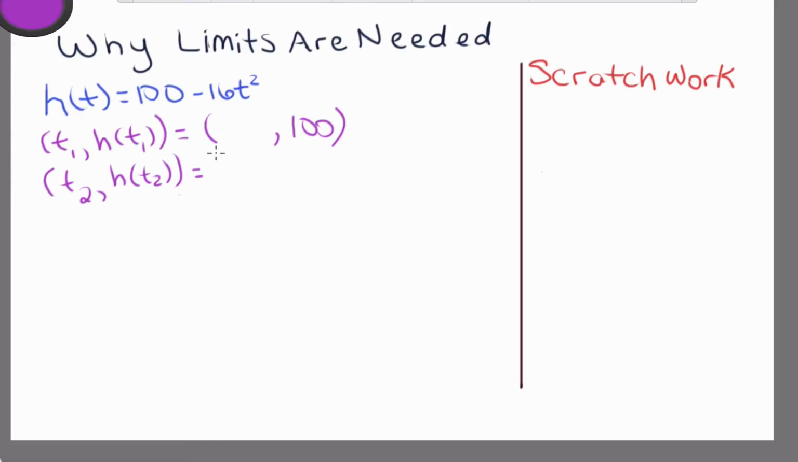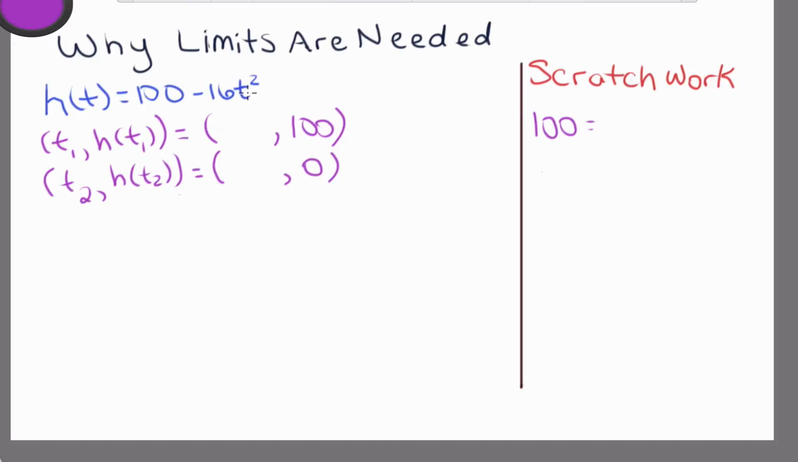And then the second point will represent the time the ball hits the ground, and h of t sub 2 will be the height of the ball when it hits the ground, which we know is 0. So these outputs, the heights, will be in feet, and the time will be in seconds. That's what we need to figure out, but we can do it because we know this equation here. So if we know that the initial height is 100, I can plug in 100.